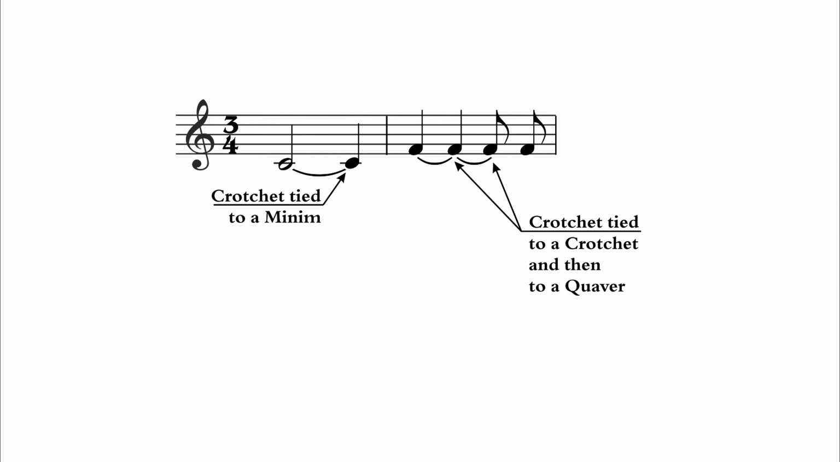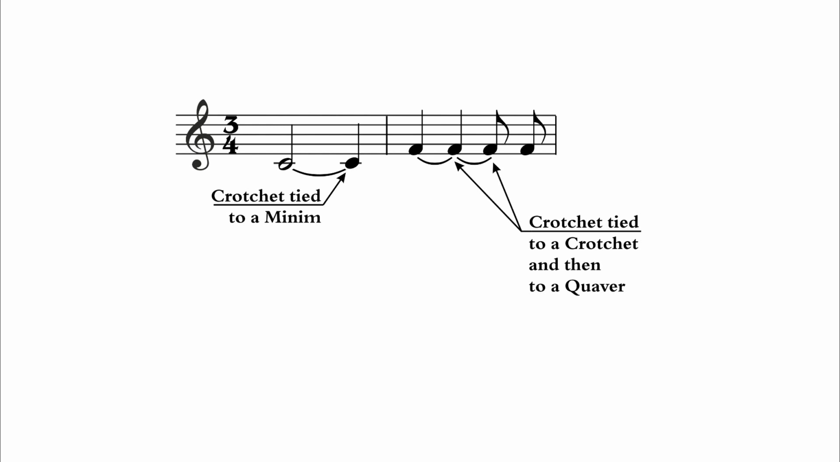Looking at the picture of the crotchet tied to a minim, the minim is worth 2 beats and the crotchet is worth 1. Total number of beats in 3/4 time is 3. These 3 beats could also be shown as a dotted minim, which is another way of saying a minim and a half, which also adds up to 3.